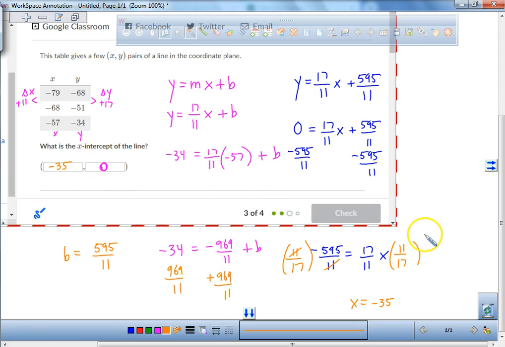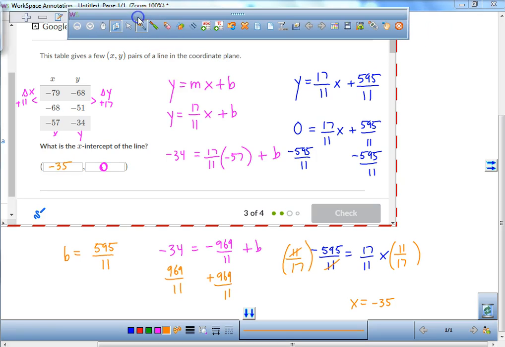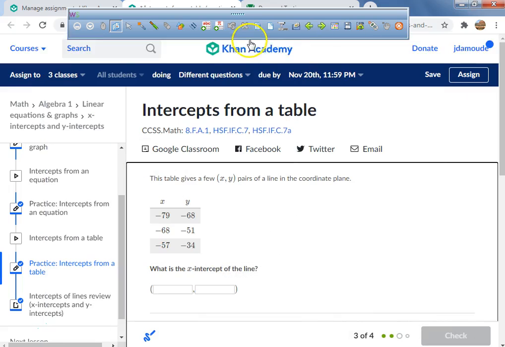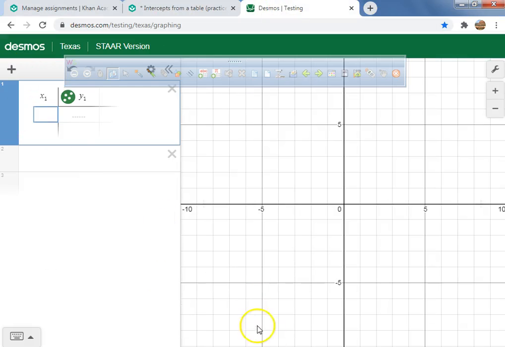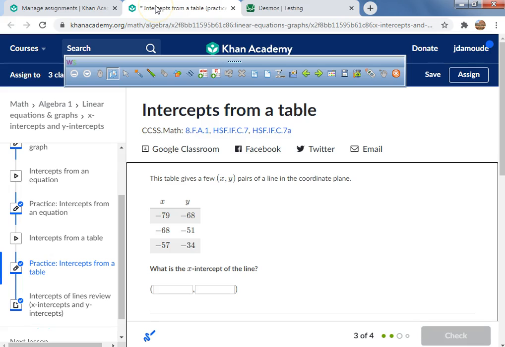That's what I would have to do if I was doing it by hand and only had a calculator, but I didn't have Desmos. But I have Desmos. So we're going to show you how to do it in Desmos because, let's just face it, this is a lot of work. So here we go, we're going to go to Desmos and make a table. Then I'm just going to look at my numbers. What are my numbers? Negative 79, negative 68. Okay, so here we go.